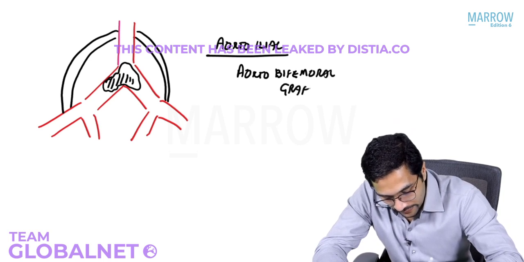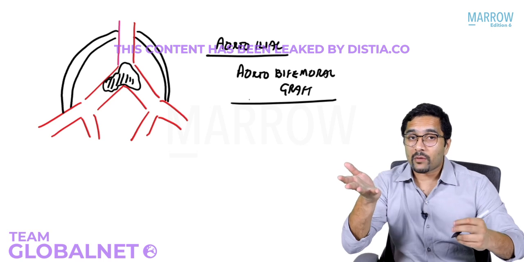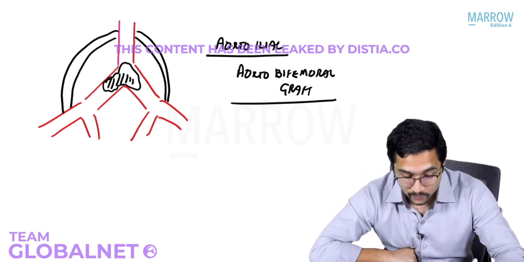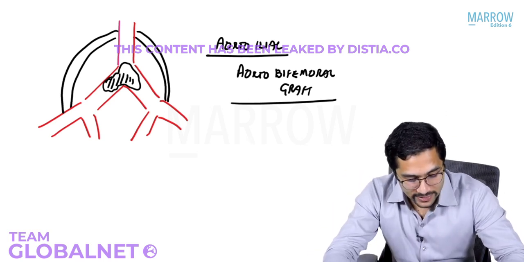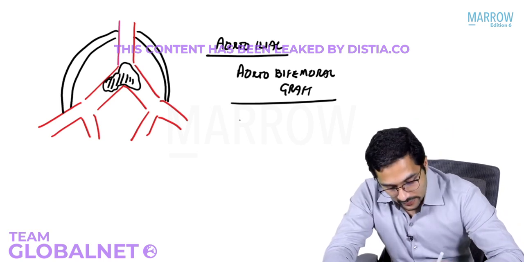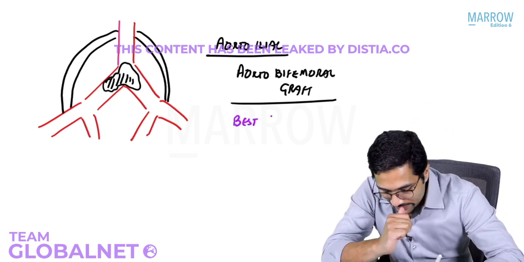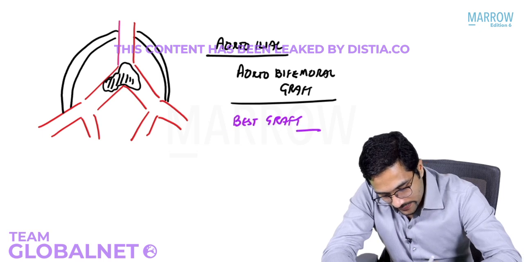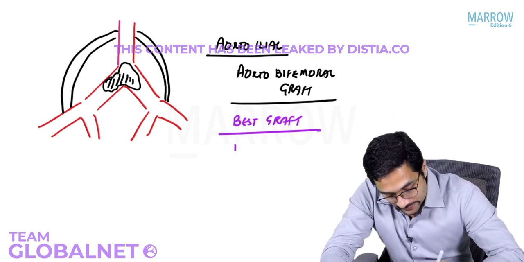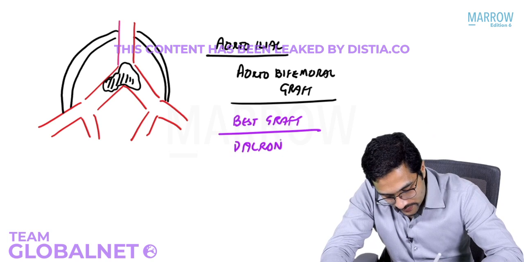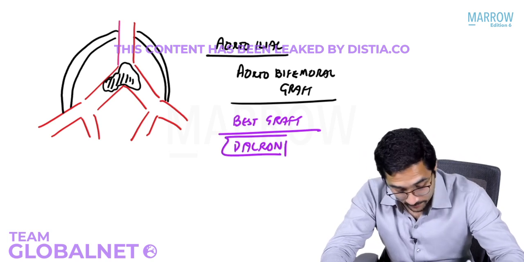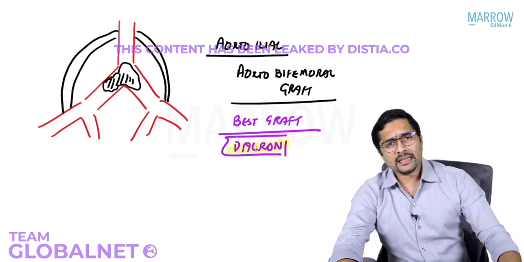Aorto-bifemoral graft. And this graft is above the inguinal ligament. It is a suprainguinal graft. So we have to carry out an aorto-bifemoral graft, and the best graft material to carry out this is Dacron. So Dacron is the graft material used for grafts above the inguinal ligament, and that is what we will do here.